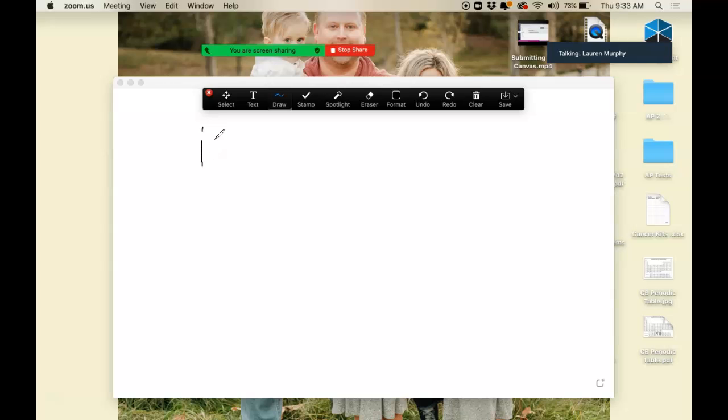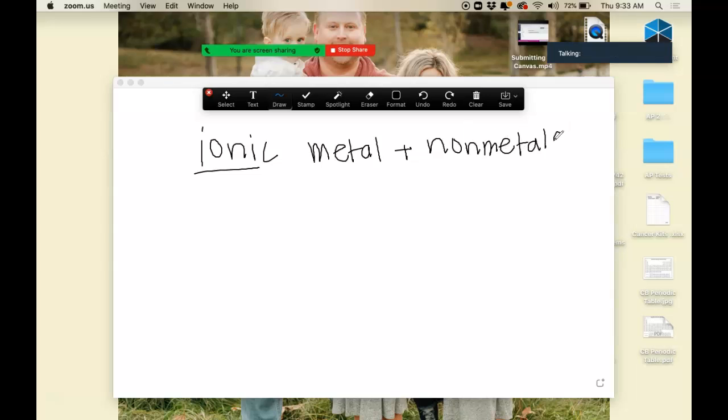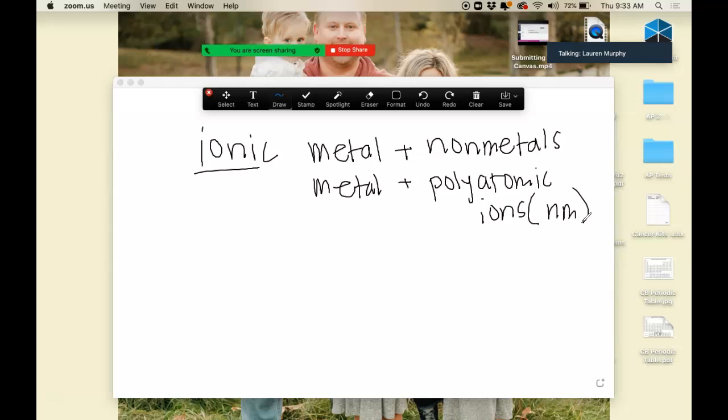Okay, so for ionic compounds, we are working with metals and nonmetals, or metals with polyatomic ions, which are made up of a bunch of nonmetals generally. Now, ionic compounds involve charge. Because they involve charge, pluses and minuses, we don't use any prefixes.